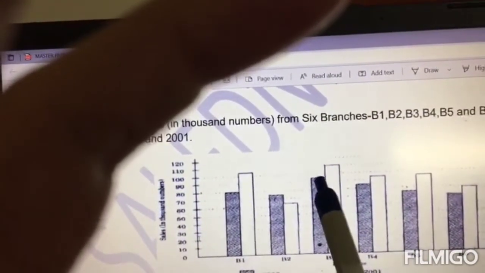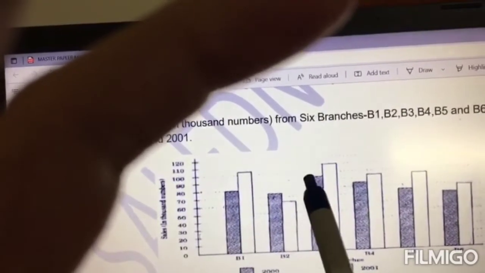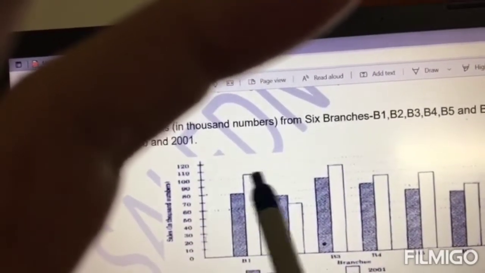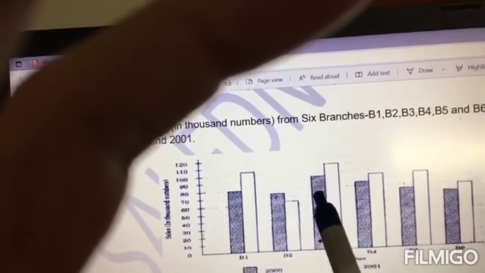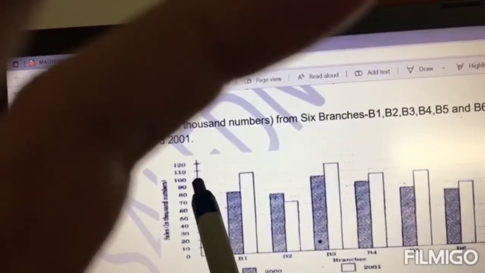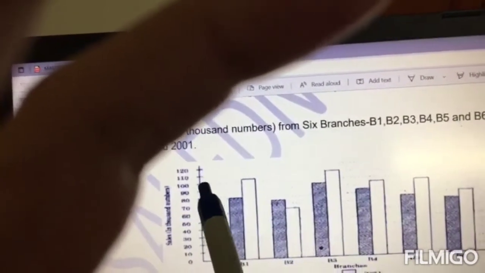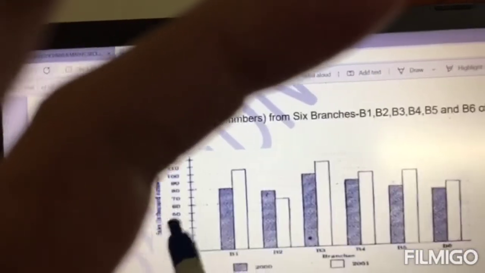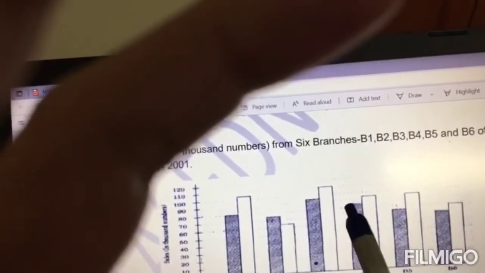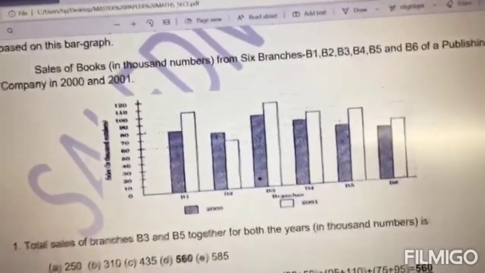Like for this graph, it looks midway between 90 and 100,000. So midway between 90 and 100,000 is what? It is 95,000, because the difference is 10,000, right? 10,000 divided by 2, that is the midpoint, is what? 5,000. So 90 plus 5,000 is 95,000. Like that, find the sales for all the branches in 2000 and divide by 6.